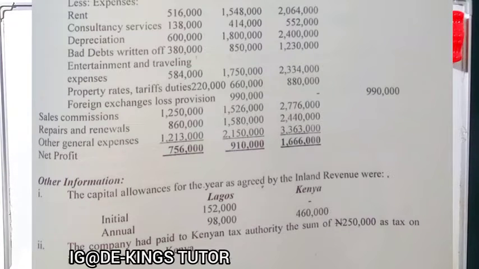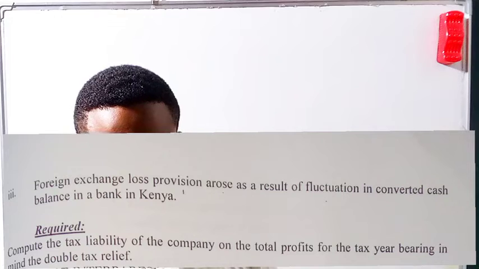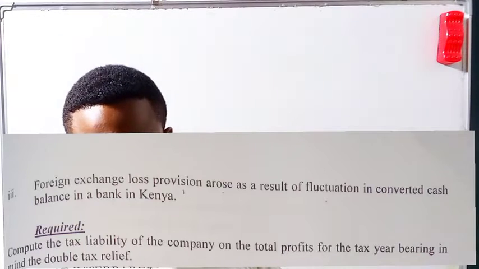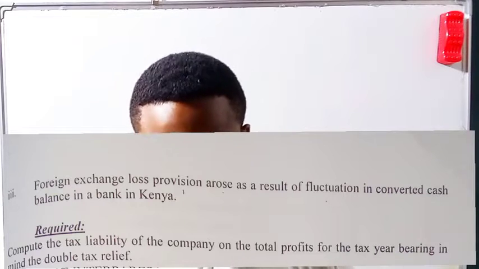Now, other information. The first one said the capital allowances for the years agreed by the Inland Revenue were: Lagos, initial capital allowance 152,000, annual 98,000. Kenya, there was no initial allowance, and annual is 460,000. The second one, the company had paid to Kenya tax authorities the sum of 250,000 as tax on the income derived from Kenya. The third one, foreign exchange loss provision arose as a result of fluctuations in converted cash balance resident in Kenya currency in a bank in Kenya.